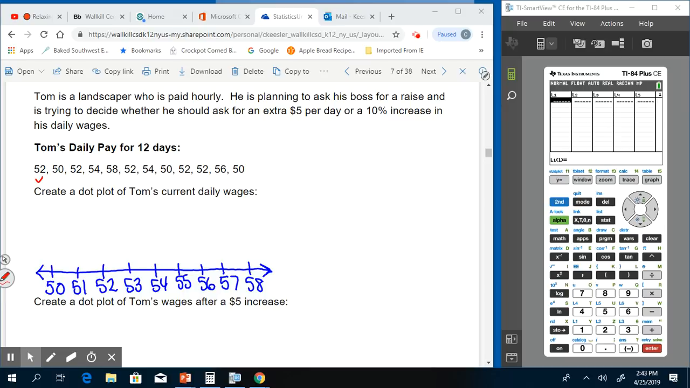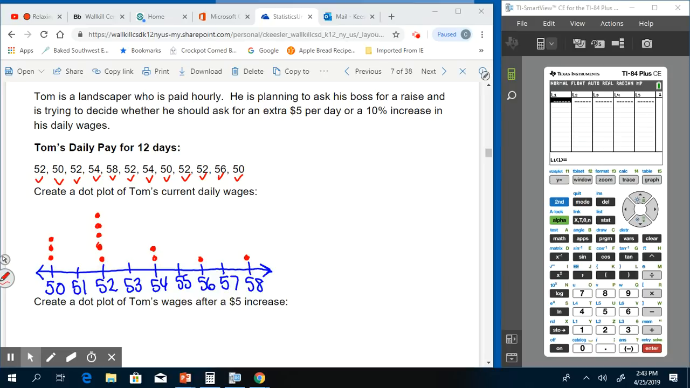So we have 52, then another 50, then another 52, then a 54, a 58, a 52 again, 54 again, 50, 52 again, 52 again, 56, and 50. And there is our dot plot of the original set of data.